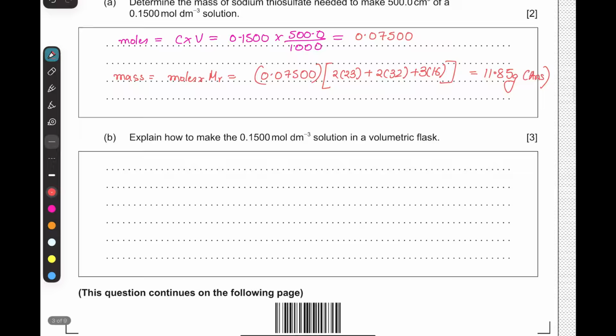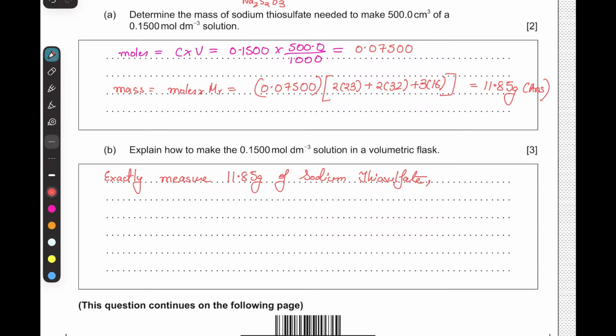Now we have to explain how to make this 0.15 mol per dm³ solution in a volumetric flask. Okay, so first we have to exactly measure 11.85 grams of sodium thiosulfate and transfer it to a volumetric flask.